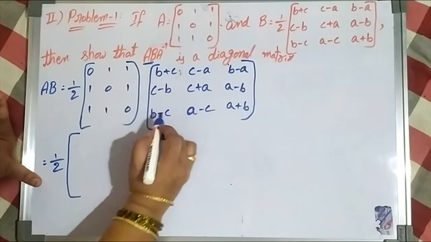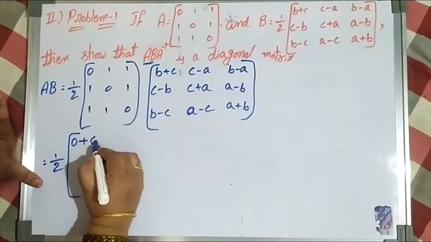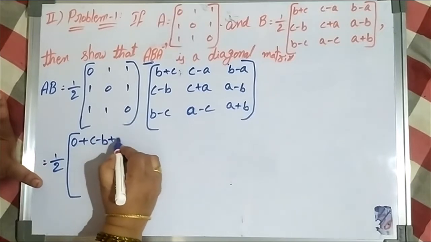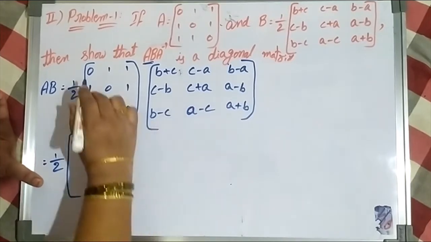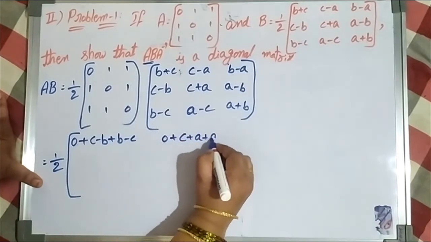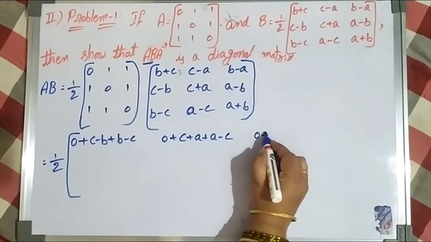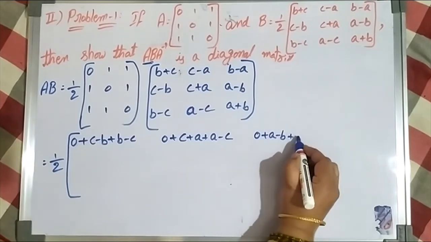Then first row, first column: 0 into B plus C, 0 plus 1 into C minus A, sorry, C minus B plus B minus C. First row, second column: 0 plus C plus A plus A minus C. First row, third column: 0 plus A minus B plus A plus B.